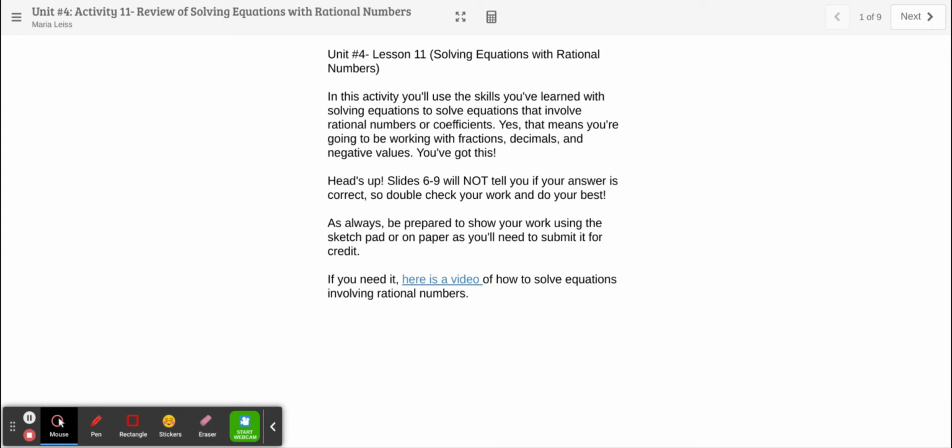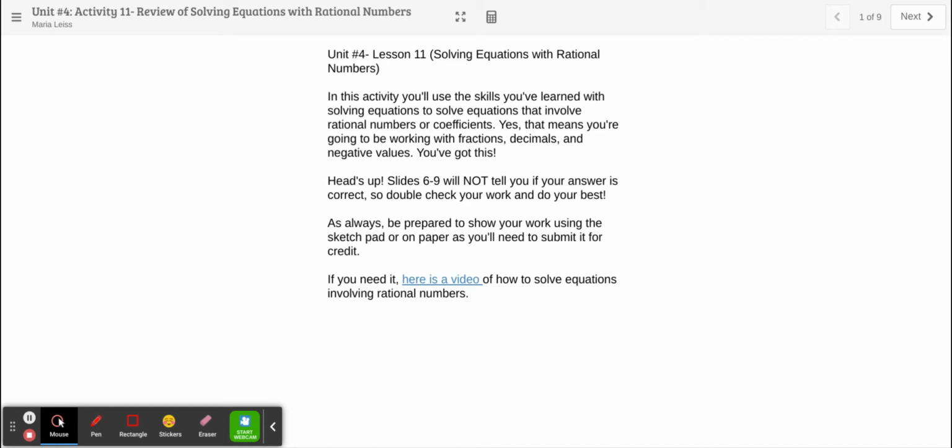This is our very last activity before our final assessment over solving equations. You guys have done awesome with your hard work. Keep in mind that you've kind of gotten to the habit of checking your answers and having the computer tell you if you're right or not. Well, on your assessment, it's not going to tell you if you're right.